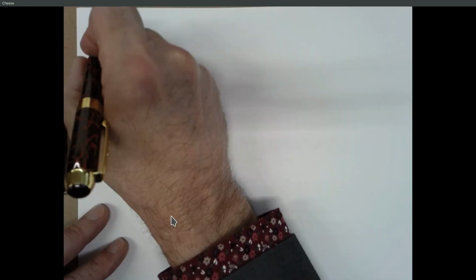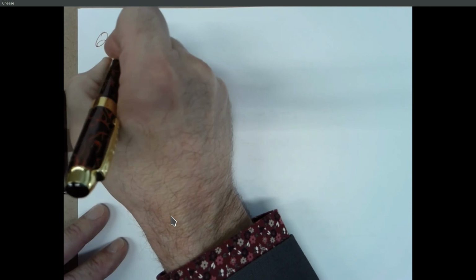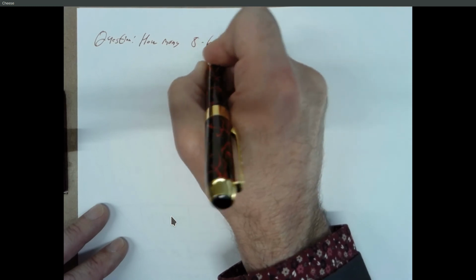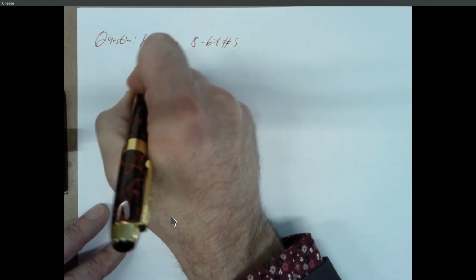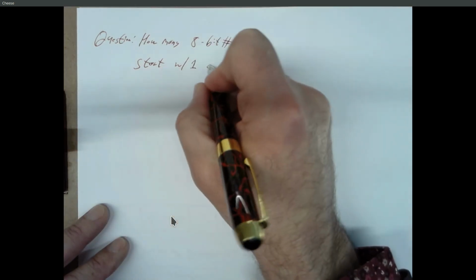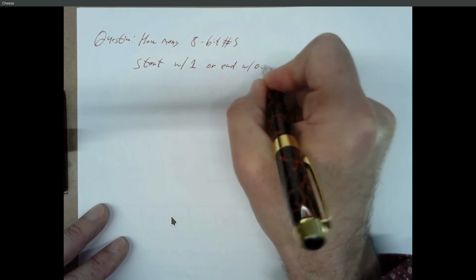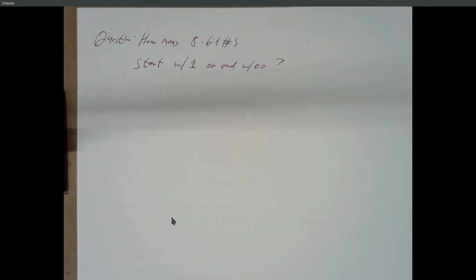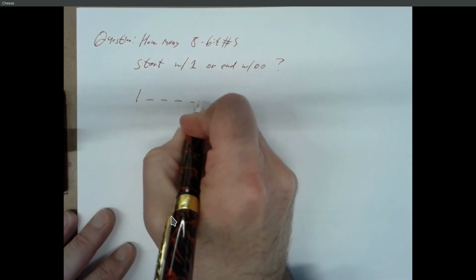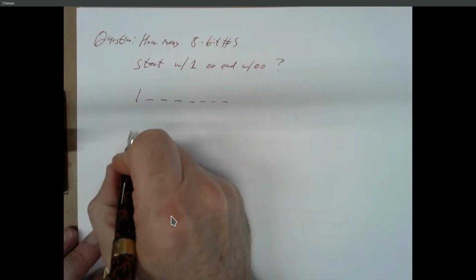All right, so let's do one computer science-y example. So, question. How many 8-bit numbers start with a 1 or end with 2 zeros? So we're looking for the numbers that either have the form this or the form this.